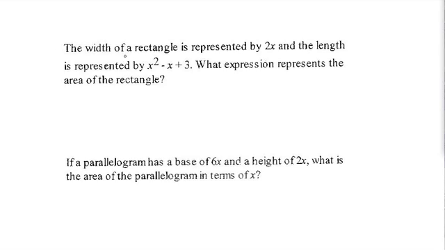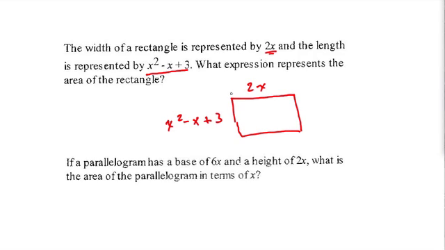Well, they say the width of a rectangle is represented by 2x, and the length is represented by x squared minus x plus 3. What expression represents the area of the rectangle? So the idea is that you have this rectangle, right? It has a width of 2x, so this would be our width right here, and a length of x squared minus x plus 3. So what expression represents the area of the rectangle? Well, we multiply width by length, right, to find the area of a rectangle.